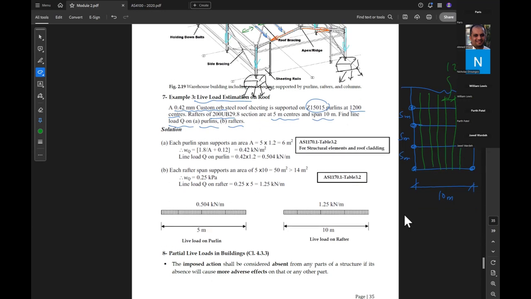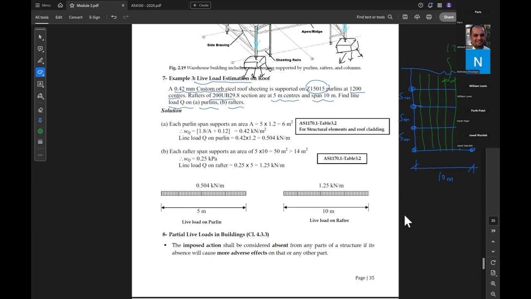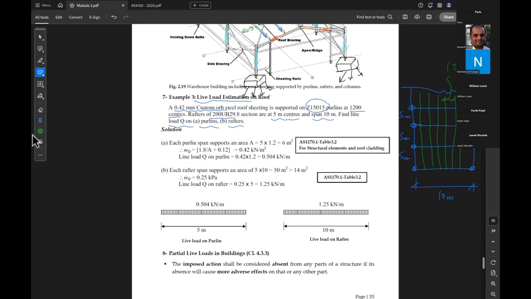buildings we have. So how to find the live load on this building, on this purlin and roof sheeting, and the rafter. Let's start with the purlin. So this is our purlin.